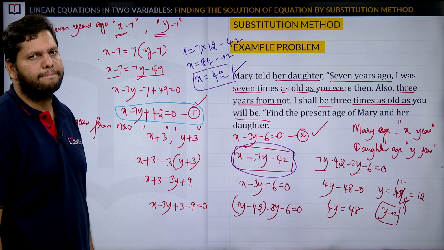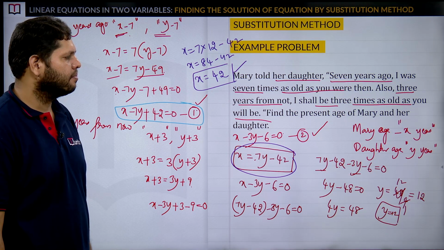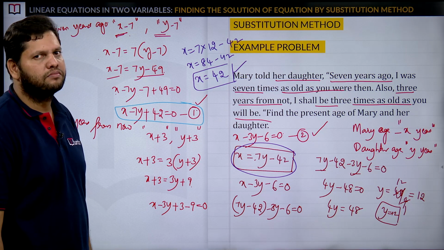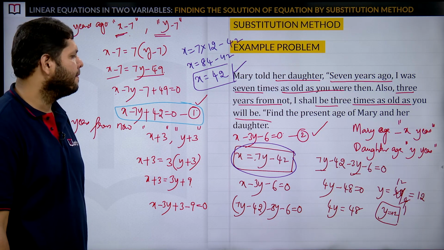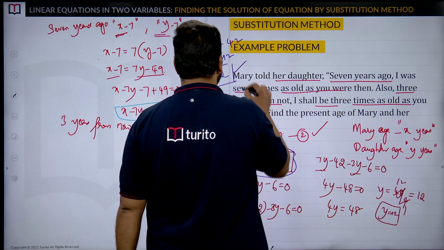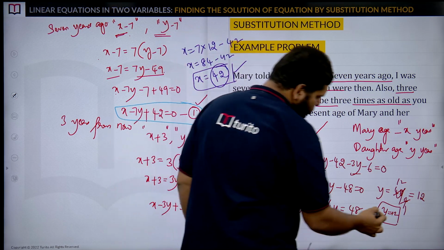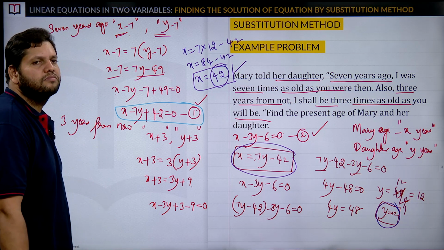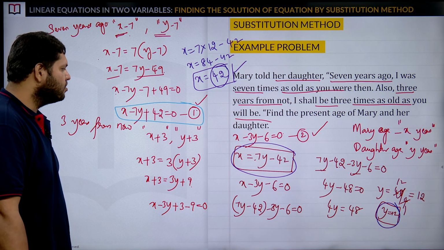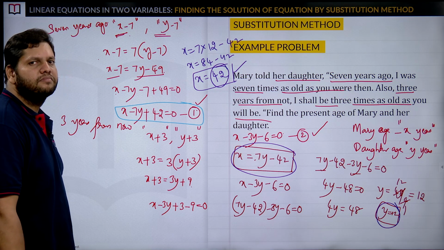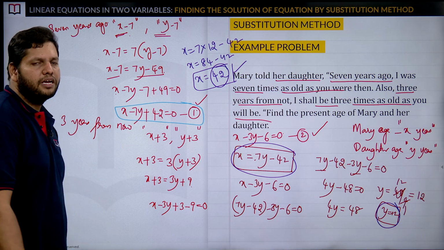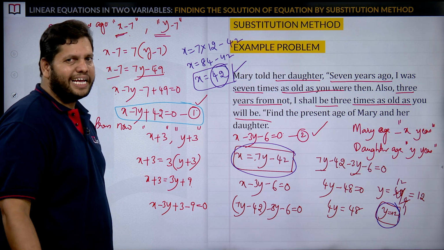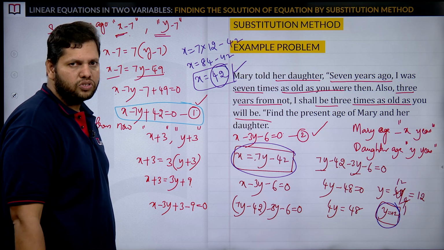Clear children? Any doubts? So we can say Mary's age is equal to 42 years, and her daughter's age is equal to 12 years. Any doubts regarding this sum? X is equal to 42, so Mary's age is 42 years, and y is equal to 12, so Mary's daughter's age is 12 years. So that is the question.